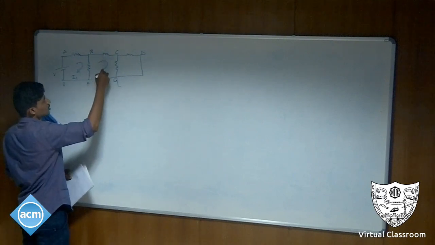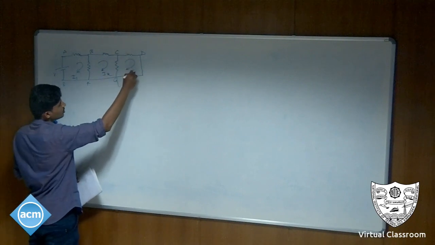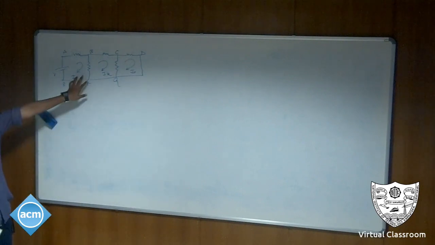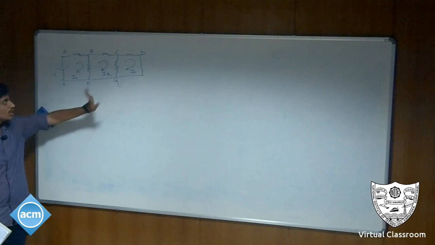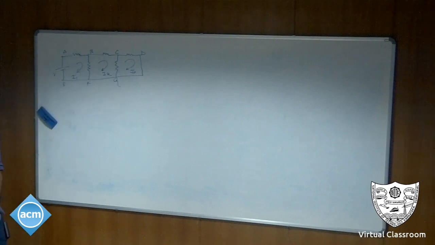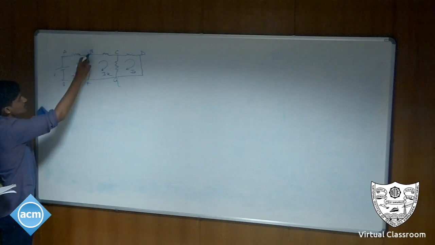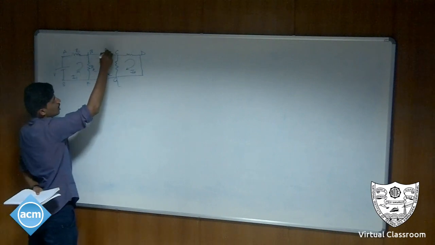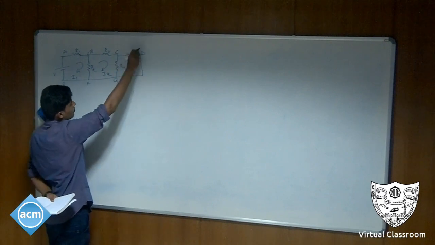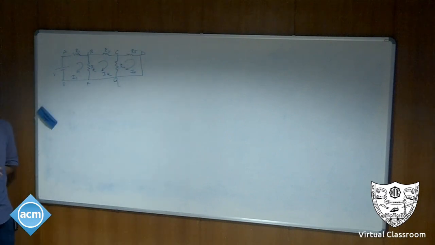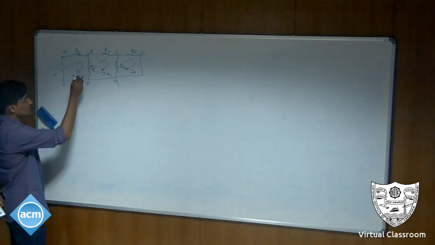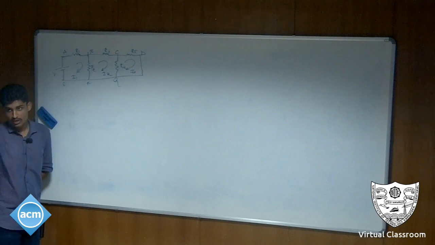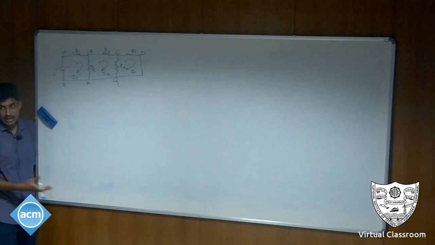So in any mesh analysis, just assume a current for each closed loop. Here, I will assume I2 plus and I3 plus. And then you apply KVL. What is KVL? The sum of voltages in this mesh is 0. Start from this point, let's say a voltage is R1, R2. You need to see how many unknowns you have, that many mesh equations you need to apply, because you can't solve the equations unless you have as many equations as unknowns.